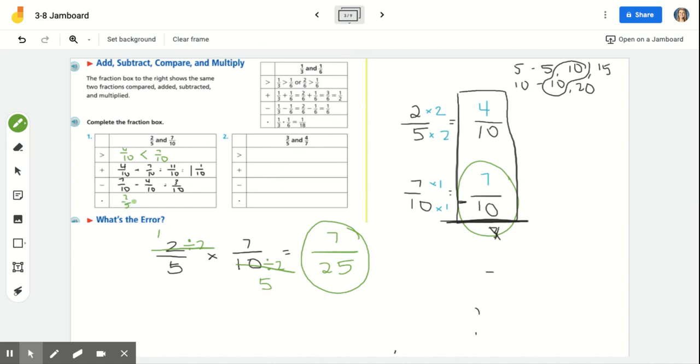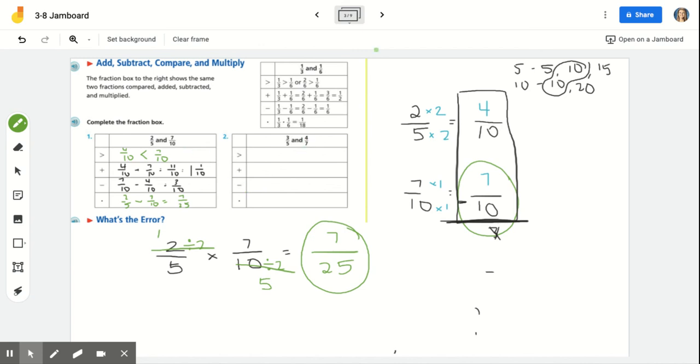2/5 times 7/10 is equal to 7/25. And my answer is reasonable. 7/25 is less than 2/5 and less than 7/5. My answer is reasonable. Are all our other answers reasonable? Looks good to me. And that is how you do a fraction box.